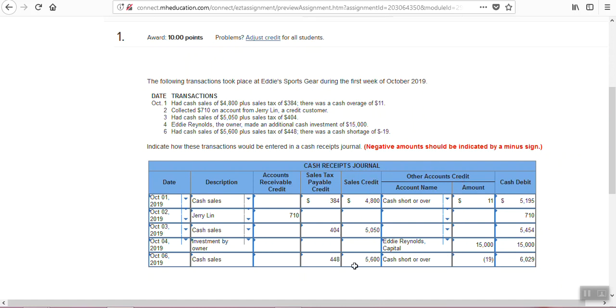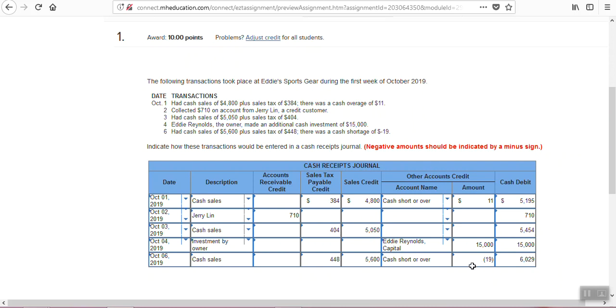I'm going to jump down to the very last one because it also has a cash overage or shortage. It says had cash sales of $5,600 plus sales tax of $448, and there was a cash shortage of $19. So this one works the same way, except for the first one there was an overage, and this one there's a cash shortage.